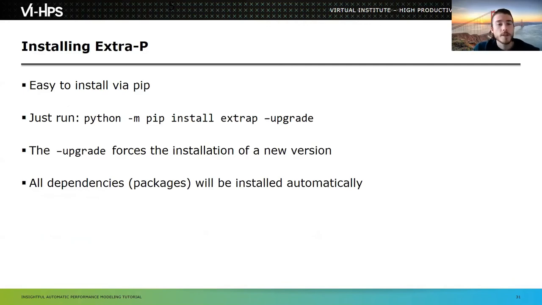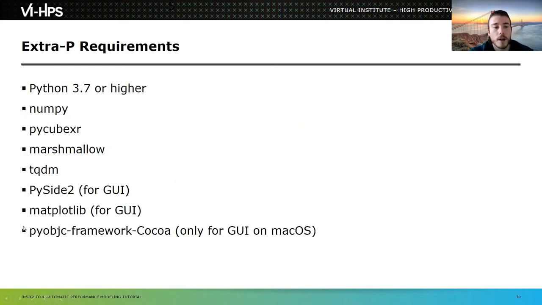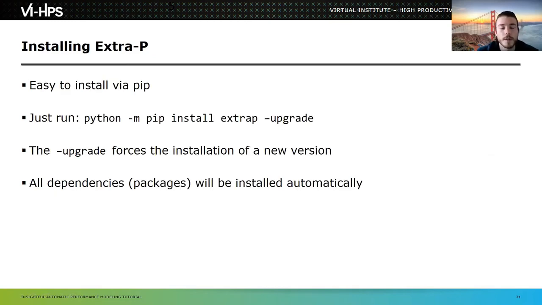So installing Extra-P is really, really simple. Since it's a Python package, you can just install it via pip, the Python package manager. You just need to run python -m pip install extrap. And with --upgrade, you can force installing a new version of it. All of the dependencies will be installed automatically, so you don't need to think about installing any of these dependencies. In most cases, stuff like NumPy, you will have installed anyway already on your system.